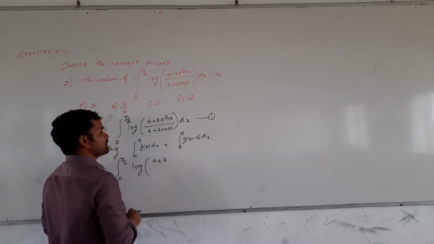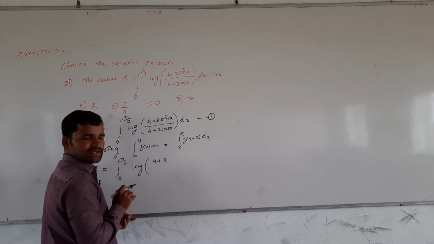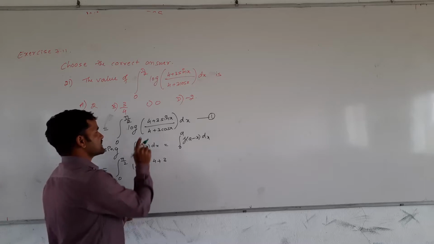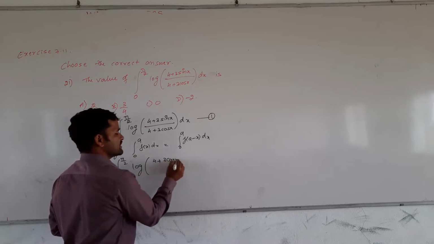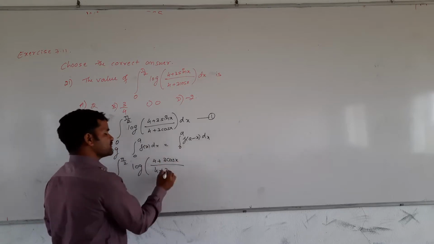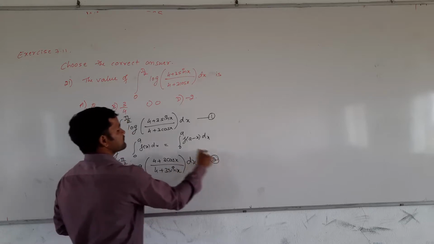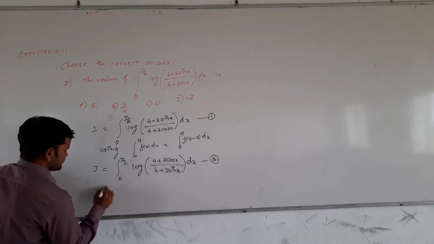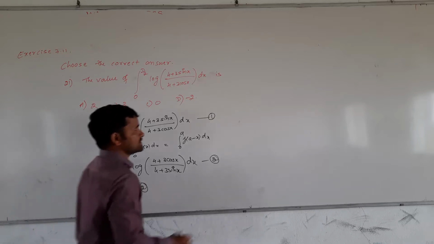I is equal to integrating from 0 to pi by 2 of log of 4 plus 3 into, I will write directly here, because these are all MCQ, multiple choice questions, we should have strong identification, that is sin of pi by 2 minus x. Sin of pi by 2 minus x becomes cos x, divided by 4 plus 3 times cos of pi by 2 minus x, which is sin x, into dx. This is equation 2. Okay, add equation 1 and 2, adding equation 1 and equation 2.